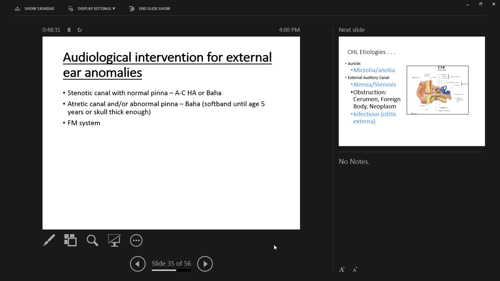The Baha abutment, the piece that's implanted, is a titanium screw. The skull just needs to be thick enough that the screw can be placed by the surgeon, and then the bone is allowed to integrate. You get this osseointegration, and once that happens, you can snap the Baha on, and supposedly the sound quality is fantastic. Whether it's both ears or only one ear, you're almost always going to need an FM system.